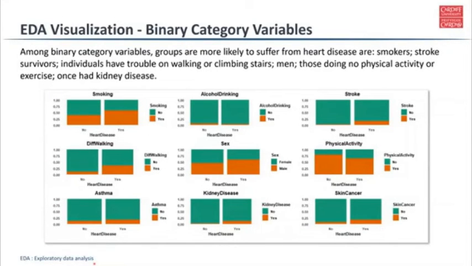Then we can have a look at the results based on binary category variables. These groups are more likely to suffer from heart disease: smokers, stroke survivors, individuals who have trouble walking or ascending stairs, males, those who do not engage in any type of physical activity or exercise, and people who have previously had kidney disease.